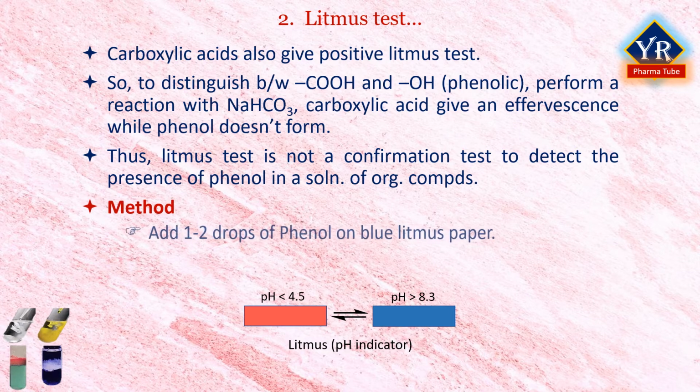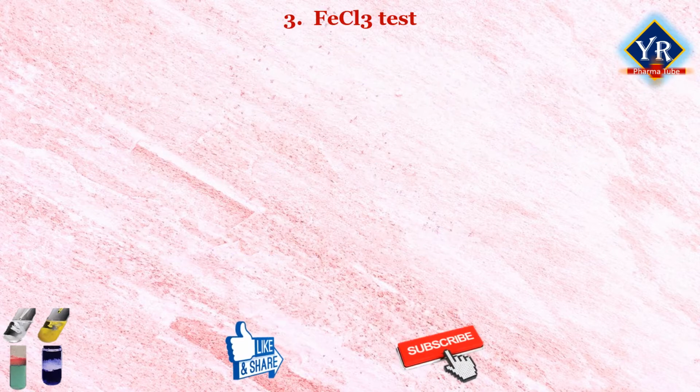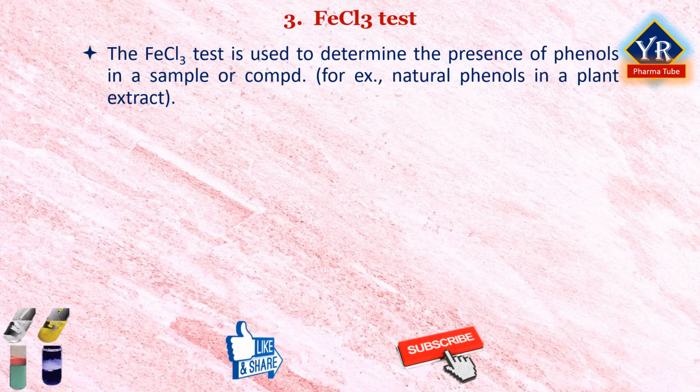Method. Take the sample solution in a test tube and place 1 to 2 drops of it on the blue litmus paper. Color of litmus paper changing from blue to red indicates that the given solution may contain phenol. Number 3. Ferric chloride test. This test is based on the fact that the phenols give a colored complex with neutral ferric chloride solution. The ferric chloride test is used to determine the presence of phenols in a given sample or compound, for instance natural phenols in a plant extract.